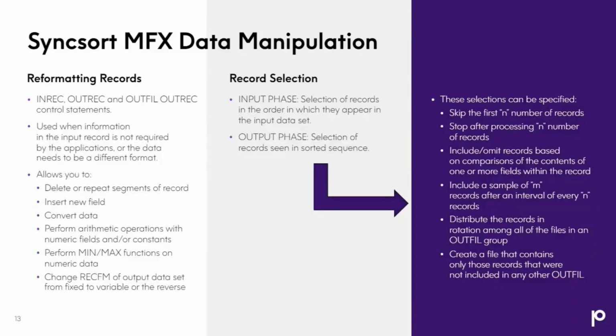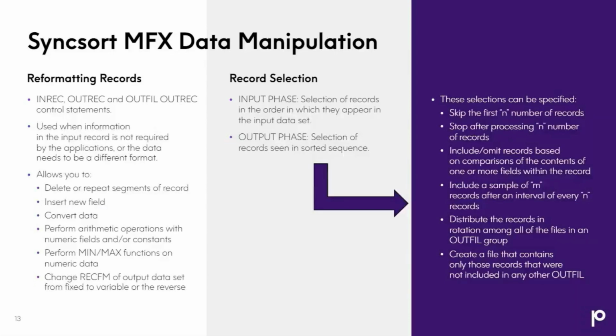You can convert data from any numeric format to a different numeric format. You can apply an edit mask to a field, or you can change an input field to a replacement field based on the value of the original field. You can convert from EBCDIC to ASCII or the reverse. You can convert from uppercase to lowercase or the reverse. You can convert to a printable hexadecimal format, or from one special date format to a different special date format. You can perform arithmetic operations with numeric fields and/or constants. You can perform min-max functions on numeric data, and you can change the record format of an output data set from fixed to variable or the reverse.